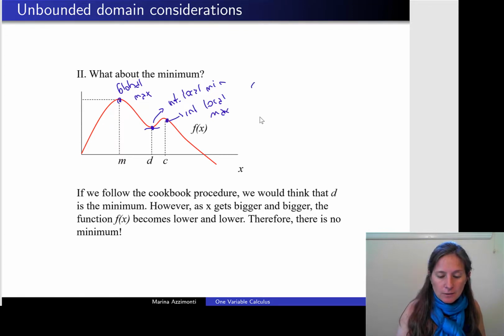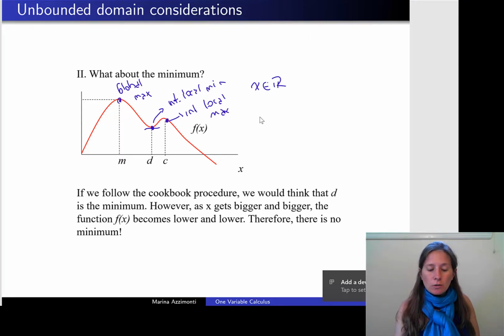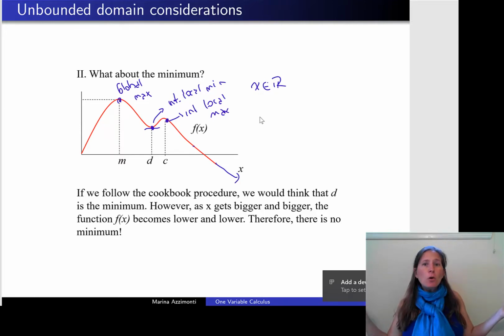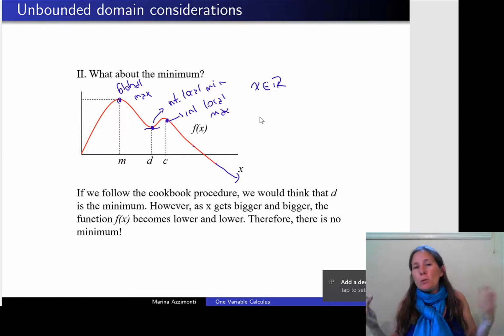If x is defined over all the real numbers, then D is clearly not a global minimum because, first, we already see that there are other points that are smaller than this. Moreover, if the function keeps declining, then there is no global minimum, because basically the global minimum would be when x goes to infinity. Okay?